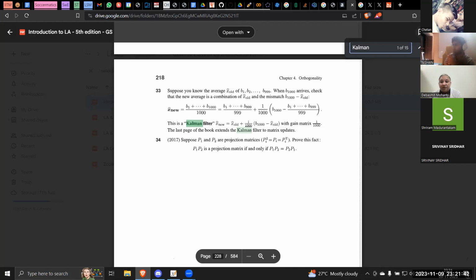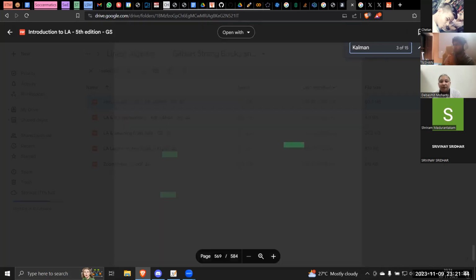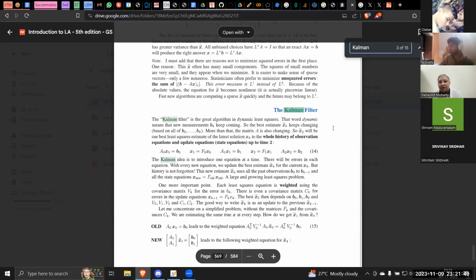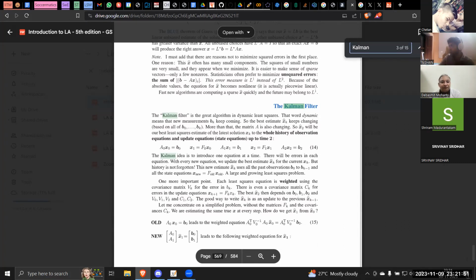So we have actually studied arithmetic averages. What will happen to a rolling average of numbers? That's basically what we learned. I think this is what sir wanted us to do.